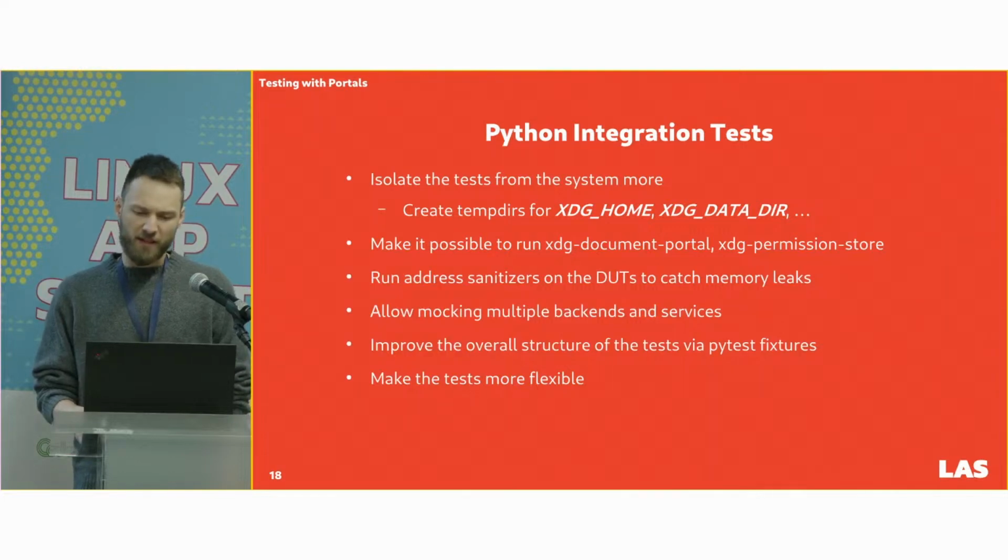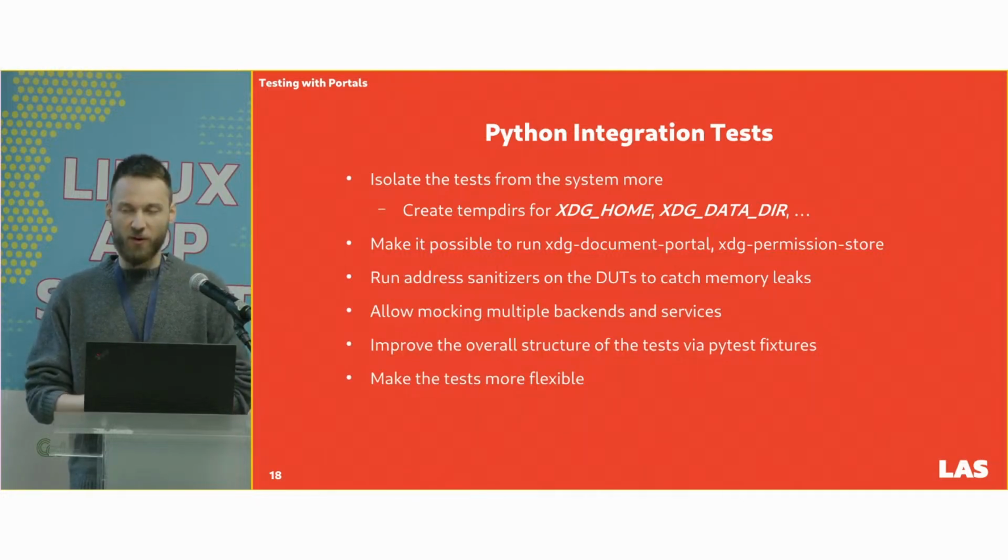I made it possible that the Python test can now start not just the document, not just the XDG tester portal, but also the document portal and the permission store. We are running address sanitizer on it now, which means that whenever there's some memory leak, the CI will catch it and the test will fail. And we found somewhere between 10 and 20 memory leaks with that, just by running the tests and expanding the Python tests on different portals.